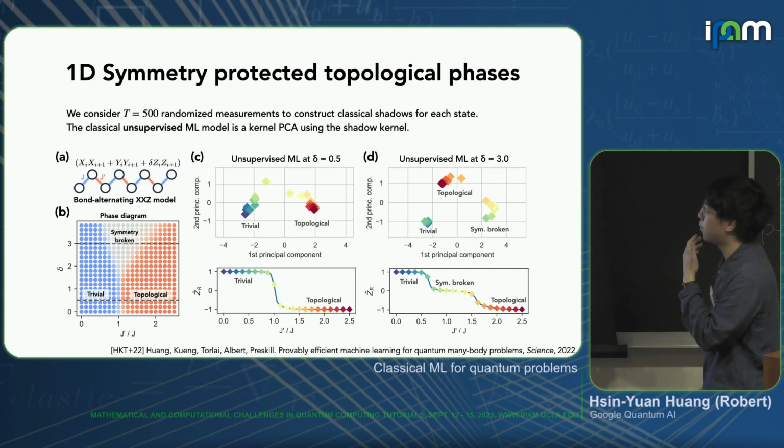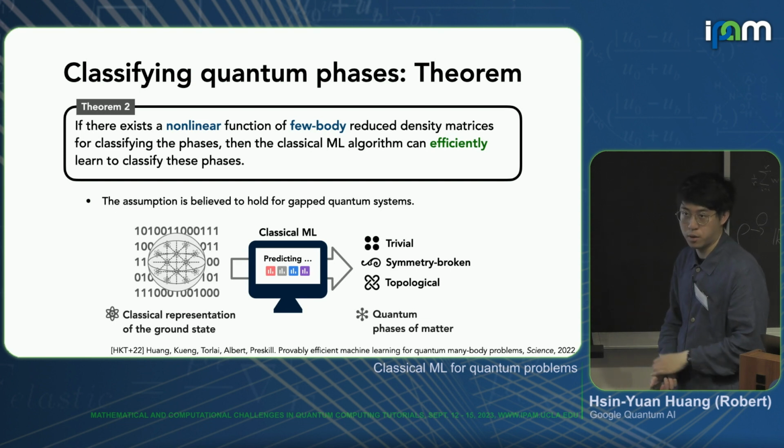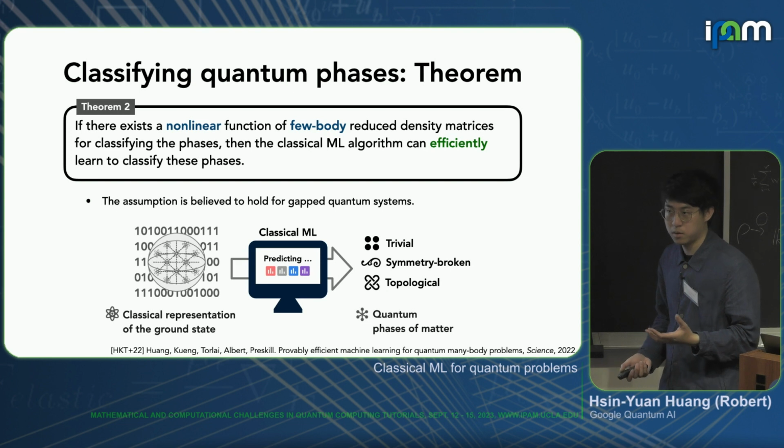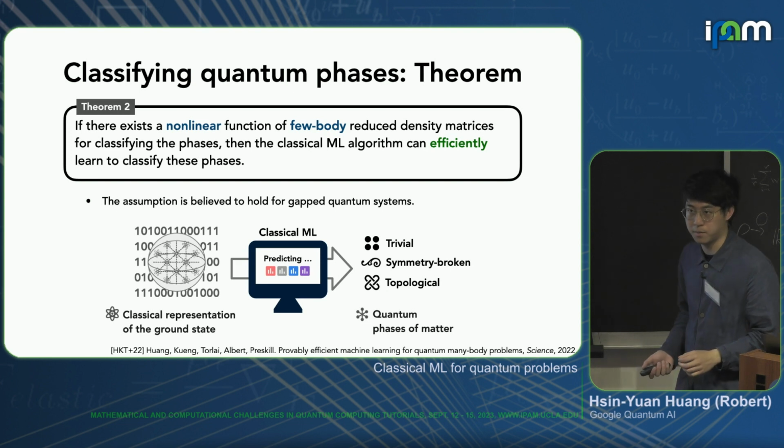So one can see that it works well, and furthermore, in a supervised case, one can establish a rigorous theorem that says it will work well, because these problems are not that hard, so classical machines can just solve them.